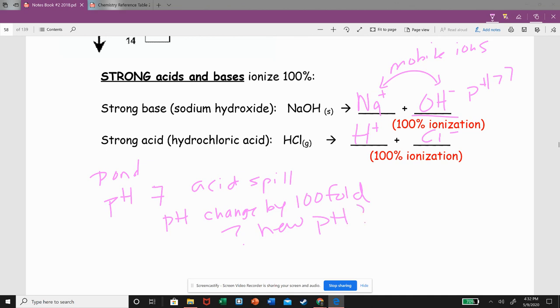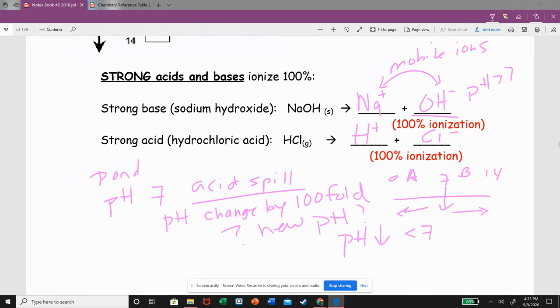Okay, so how do I figure this out? If I started at 7, let's draw a number line, 7, and we'll do 14 and 0. Here's my acid and here's my base range. Here's where I start my pond, and I spill acid. Which way is it going to go? Is the pH going to go up or down? Well, this is our acid range, 0 to 7, and this is our base range, 7 to 14. If I'm spilling acid into something, it's going to become more acidic, so my pH is going to have to go down, less than 7. But how much less than 7?